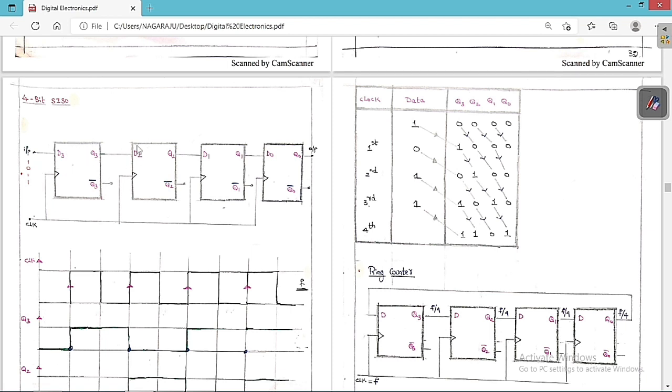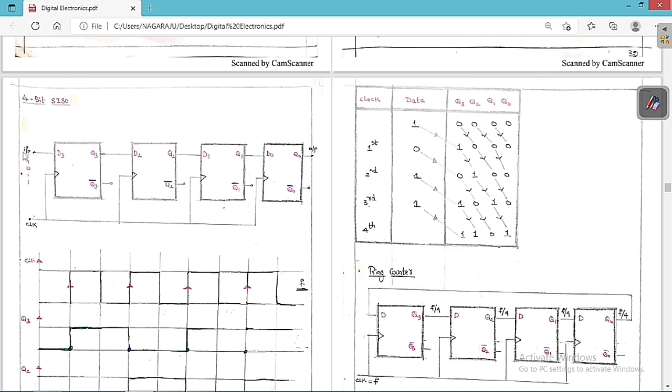So let me assume there are 4 flip flops. 4-bit means you have to consider 4 flip flops. These are D flip flops. This is the LSB and this is the MSB. So D0, D1, D2, D3. Then Q0, Q1, Q2, Q3, and this is Q0 bar, Q1 bar, Q2 bar, Q3 bar.